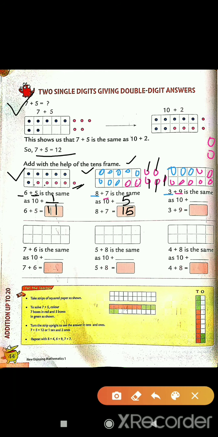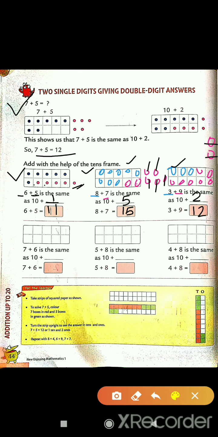So 3 plus 9 is the same as 10 plus dash. So this is a box of 10. So there are 10 balls. And how many are outside the box? 1 and 2. So here we will write 2. Now students, what is 10 plus 2? 12. So 3 plus 9 is equal to 12. Got it, students?